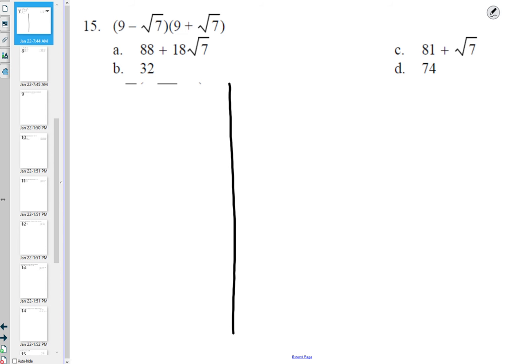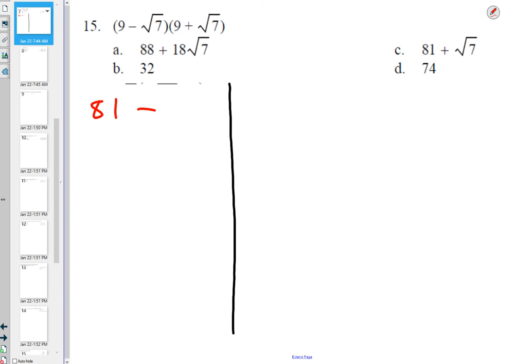Anytime you multiply conjugates is a shortcut, which I showed you. I don't expect you to learn it. It'd be great if you did. But the shortcut is called the difference of squares. What does the word difference mean in math? It means subtract. Squares means square each of those numbers. What is 9 times 9? 81. I know we talked about several times.